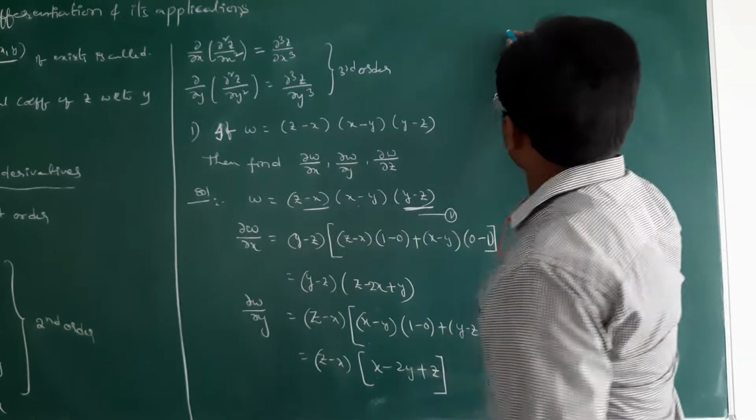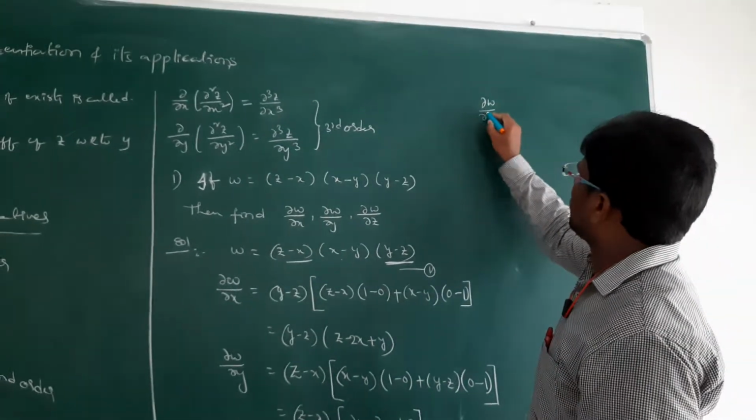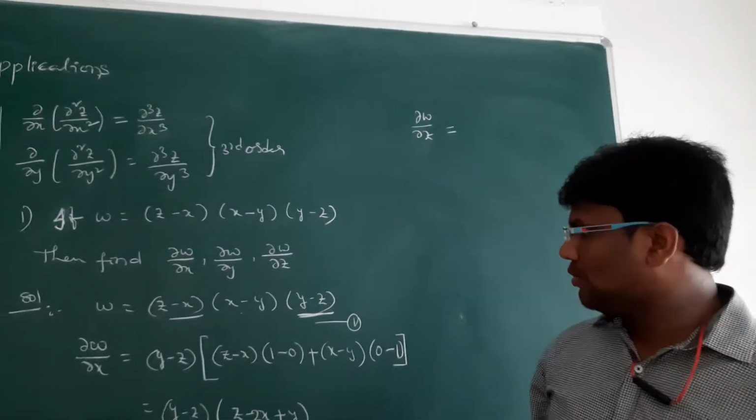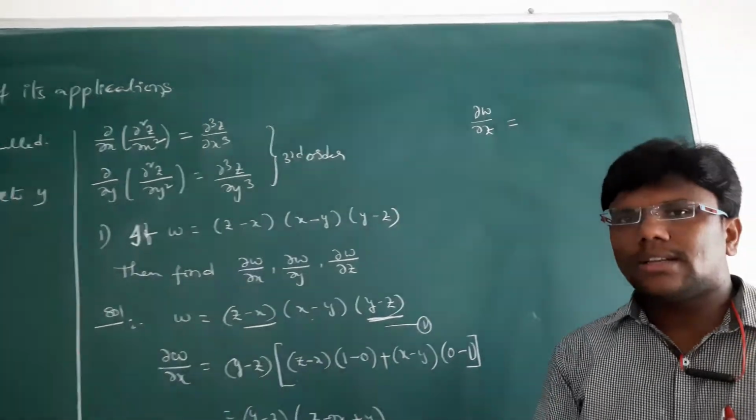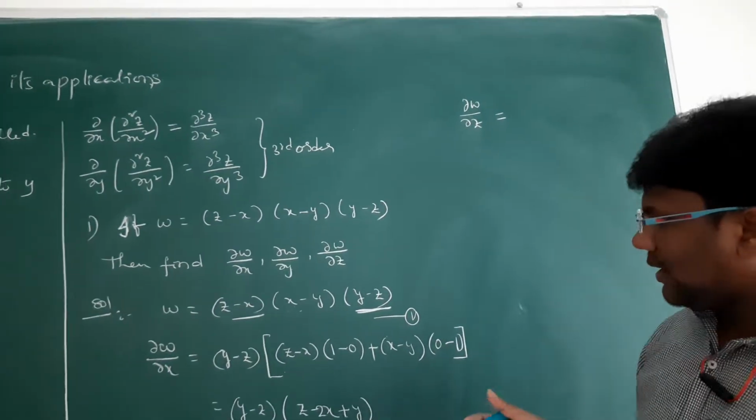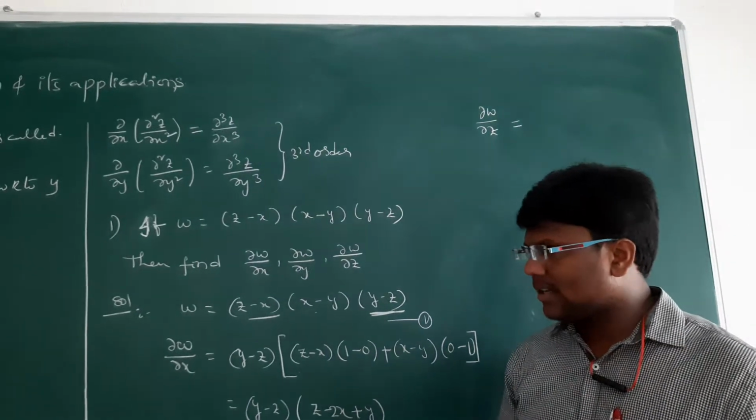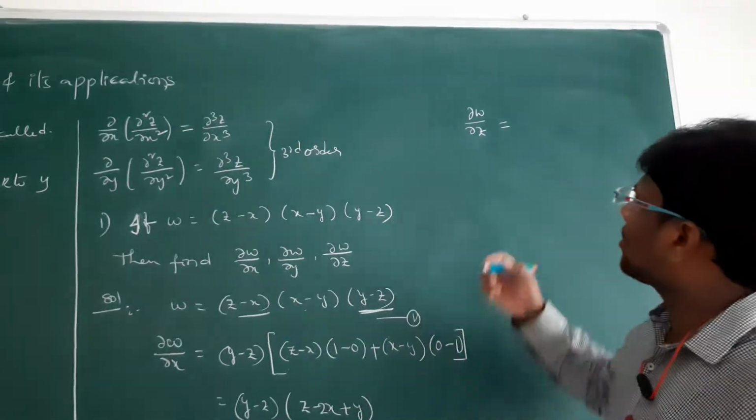Next, find dou w by dou z. Differentiate equation 1 partially with respect to z. When we are differentiating partially with respect to z, keep x and y terms constant.